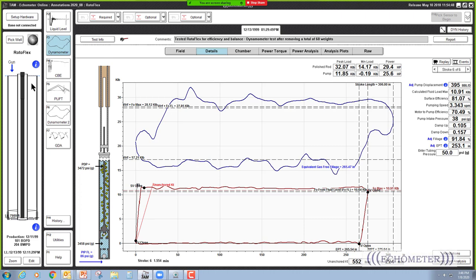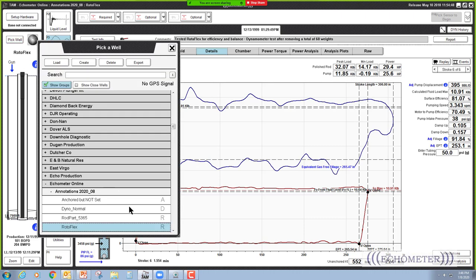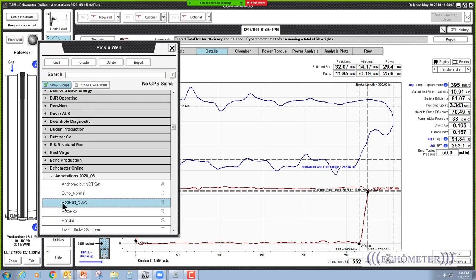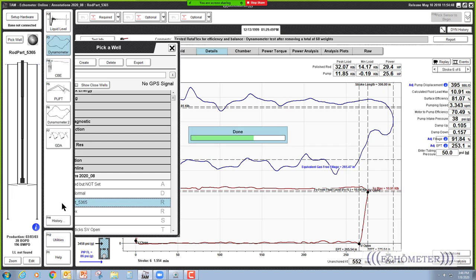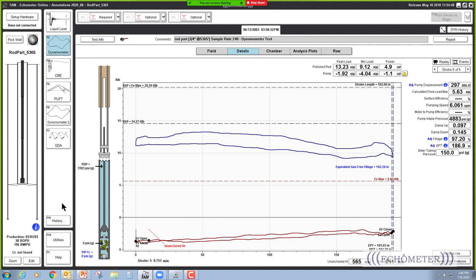Okay, the next one is the rod part one. This is a well that Ken collected a long time in the past. This is a great example.